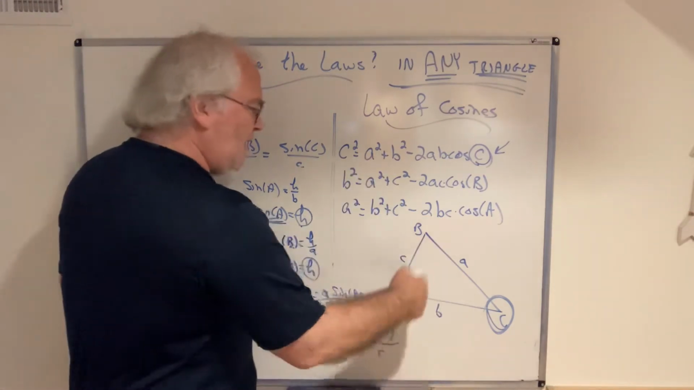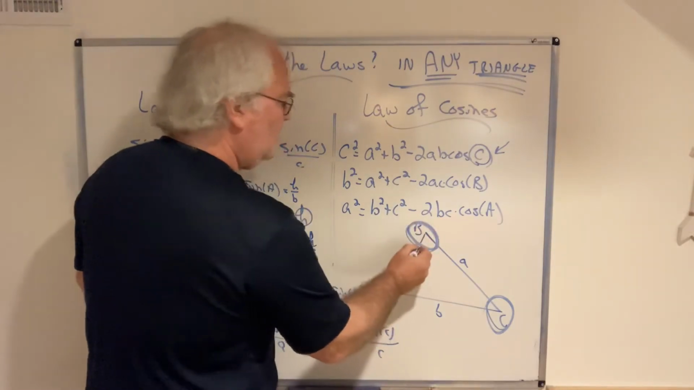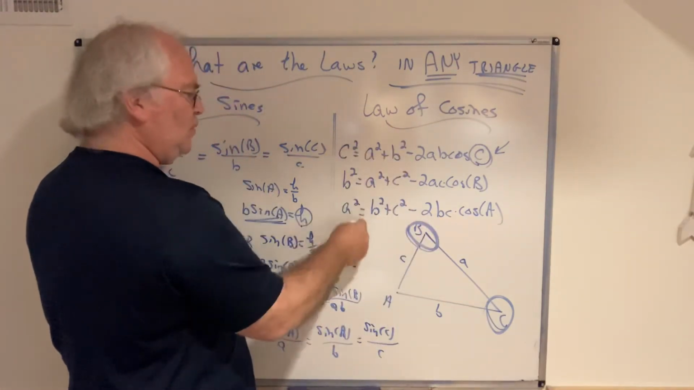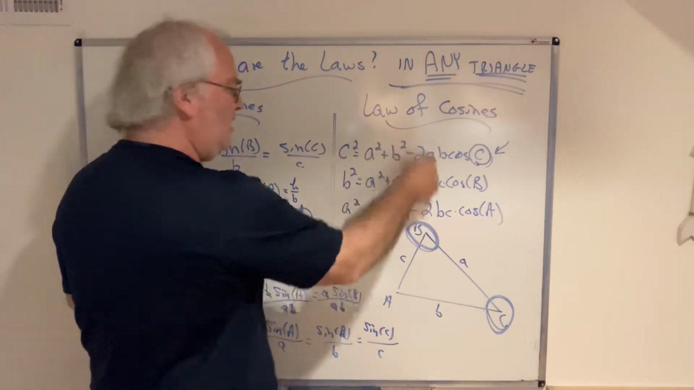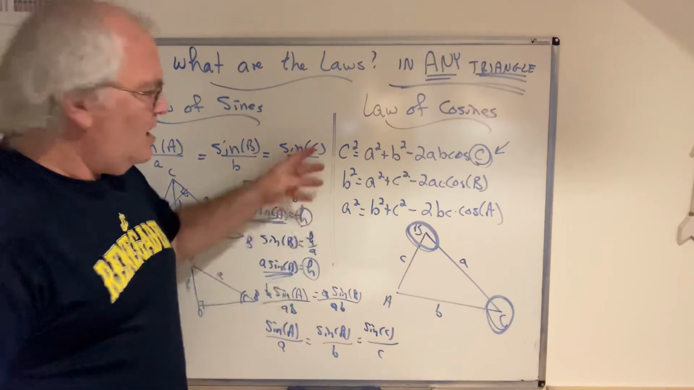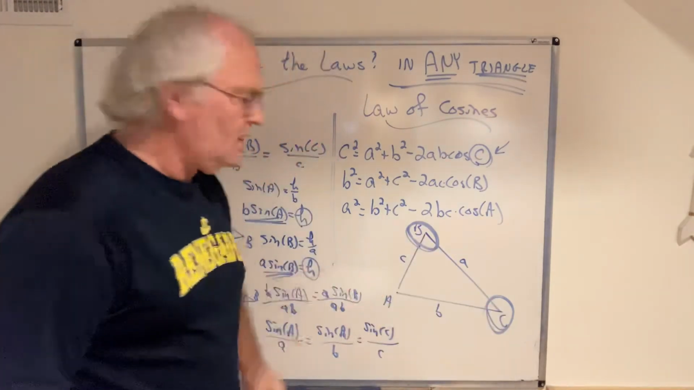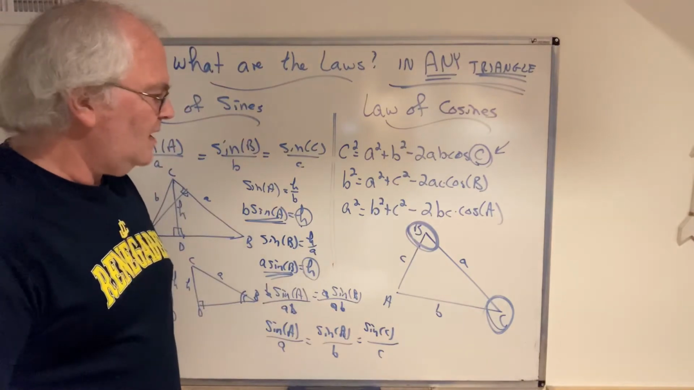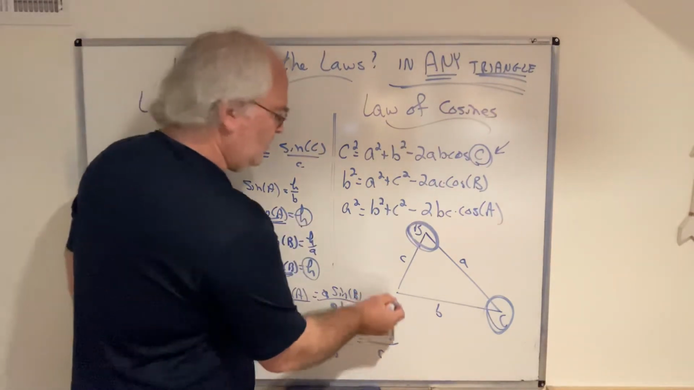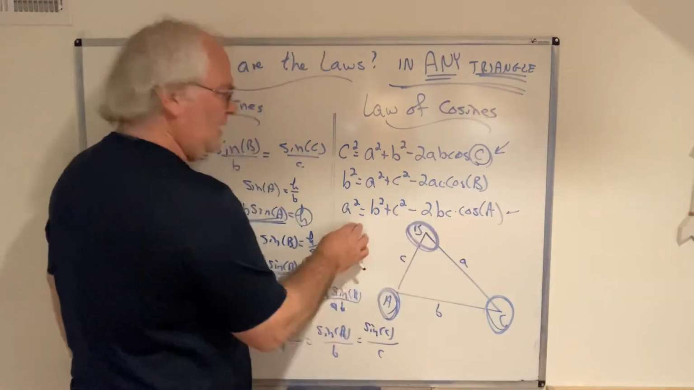If in the problem, for whatever reason, you're given angle B, then you would use the second formulation. It's only one law, but it's formulated differently based upon which piece of the triangle you might be given. And similarly, if you know angle A, then you would use this third formulation.